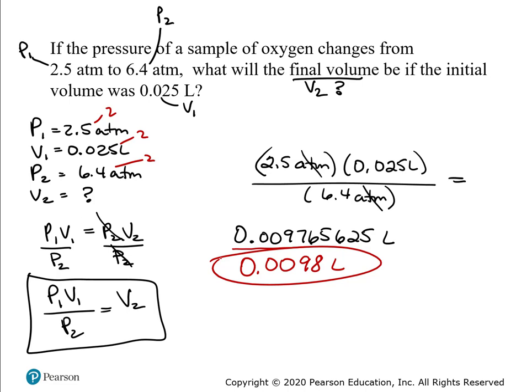Okay, so they say that Boyle's law is inversely proportional. You remember that if one goes up, the other goes down. And so we can set them up so they're equal: P1 times V1 equals P2 times V2.